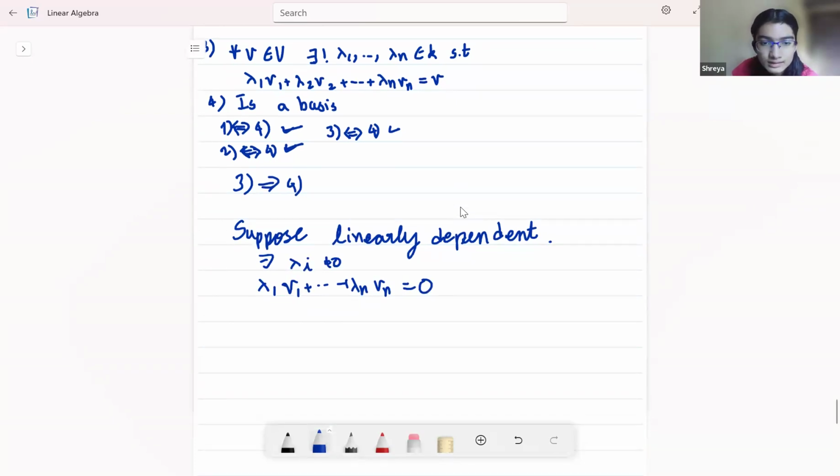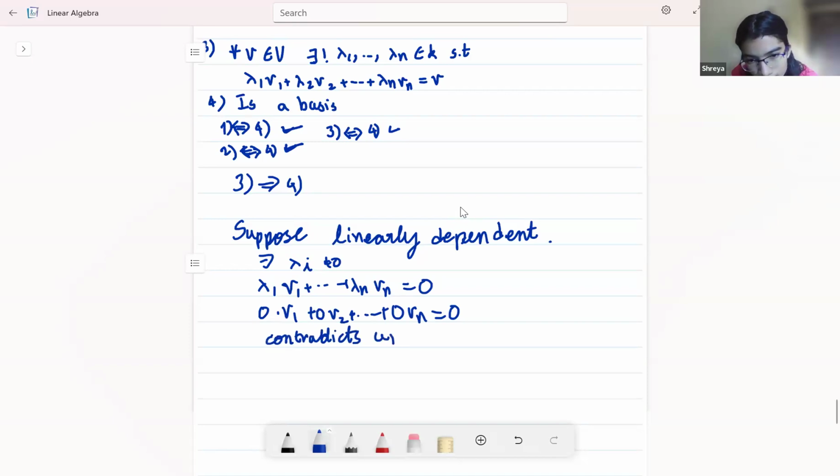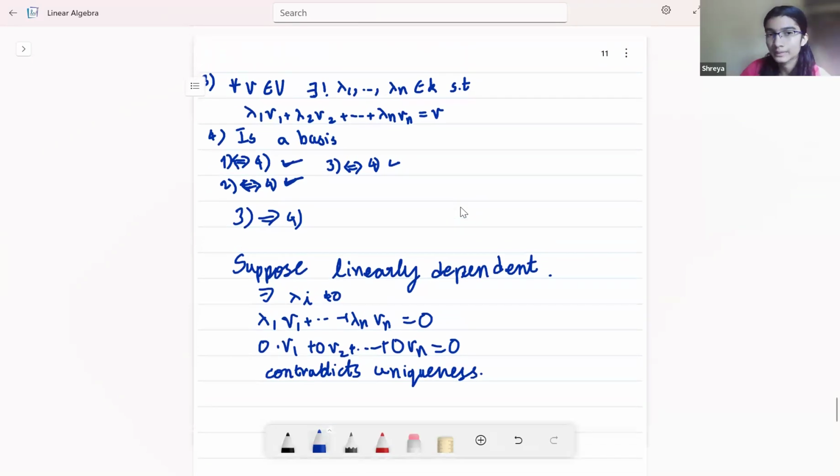But then we also have 0 v1 plus 0 v2 plus and so on. Yeah, exactly. So this contradicts uniqueness. Okay. And that gives us 3 implies 4.